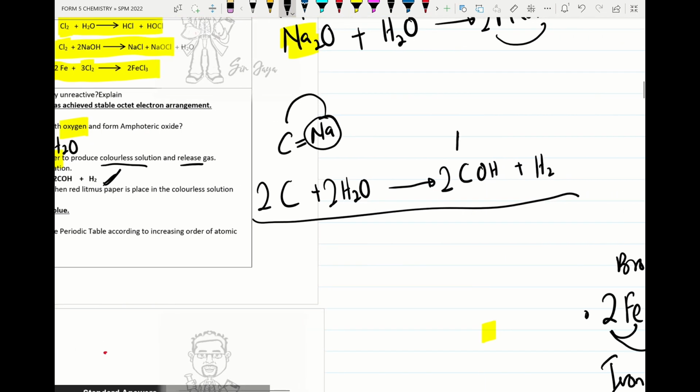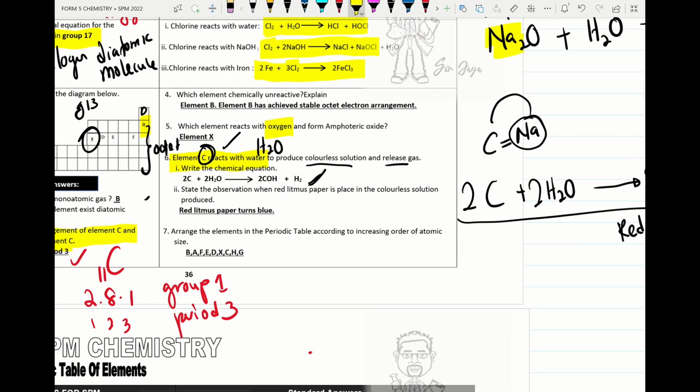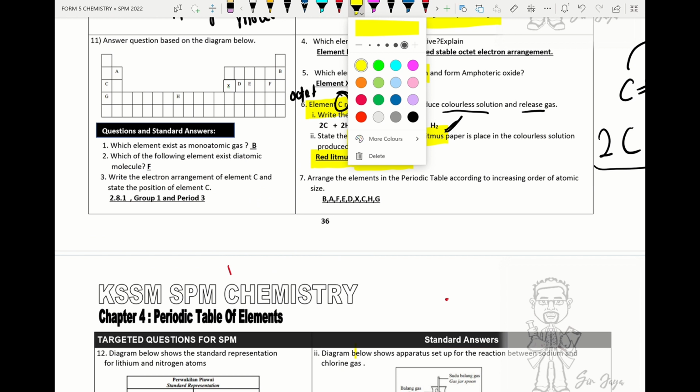Please remember this solution is an alkaline solution. When we put red litmus paper, it will turn blue. So next question: state the observation when red litmus paper is placed into the colorless solution. The red litmus paper turns blue. All right, question number 7.